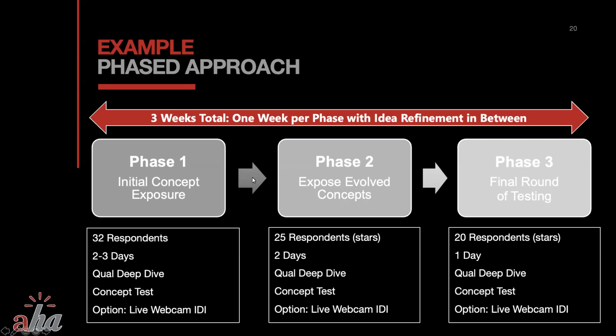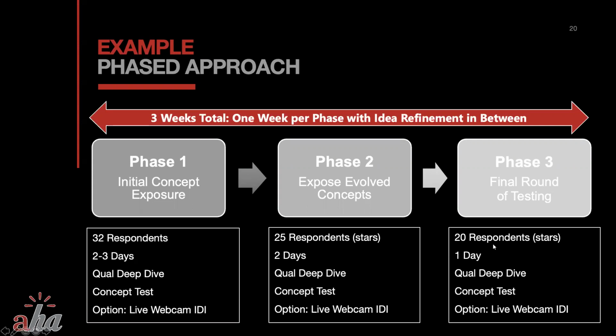So this little arrow here kind of represents a week of product teams, agencies, product developers, brand people, et cetera, all getting together and evolving ideas, taking the feedback they've gotten with the research partner and then tweaking the ideas to make them better based on that feedback. So then you redeploy in phase 2. And sometimes you go with new respondents.